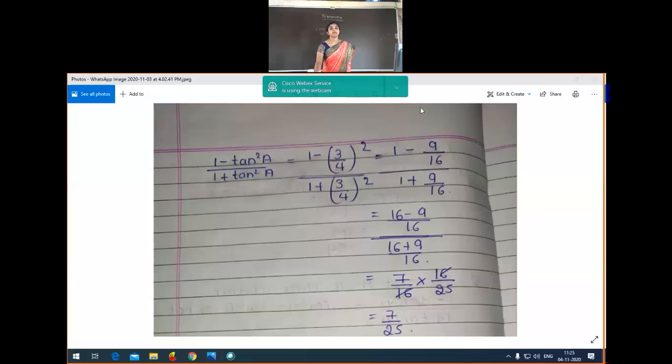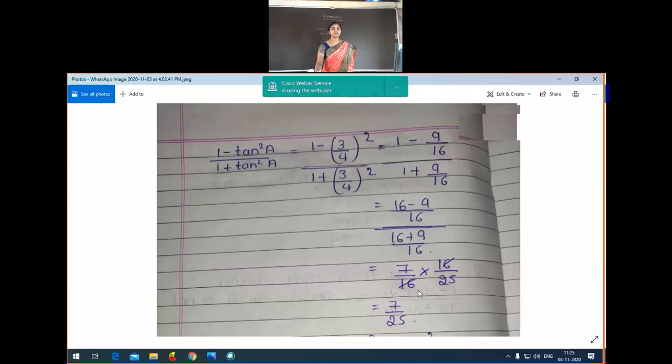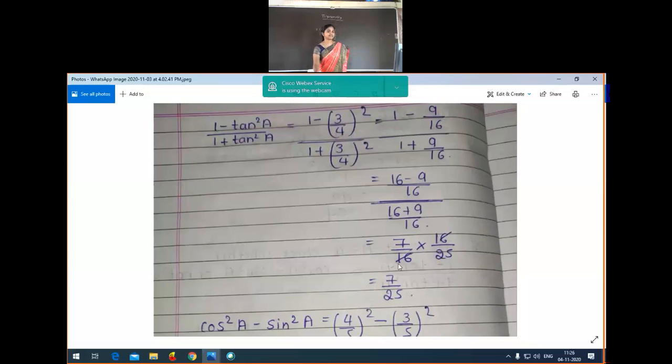So now, 1 minus (3 by 4 whole square, which is 9 by 16), divided by 1 plus 9 by 16. Now again the same step like the seventh problem. 16 is the LCM. 16 minus 9 divided by 16, over 16 plus 9 divided by 16. After simplification, 7 by 16 over 25 by 16. Then the direct reciprocal step: 7 by 16 into 16 by 25. You can skip some steps. Then you will get 7 by 25. LHS, you got the answer as 7 by 25.